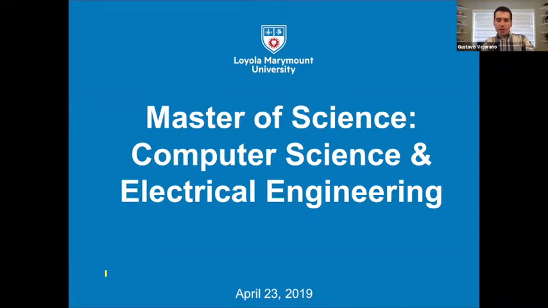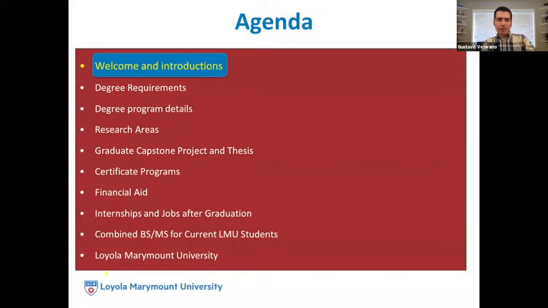So the agenda for today: first we're going to introduce ourselves, then we're going to go through the degree requirements. Then I'm going to tell you some of the details of our program, including student projects. Then we're going to move on to the research that our faculty are doing. Then we're going to cover the graduate capstone project and thesis. This is the terminal course of the programs.